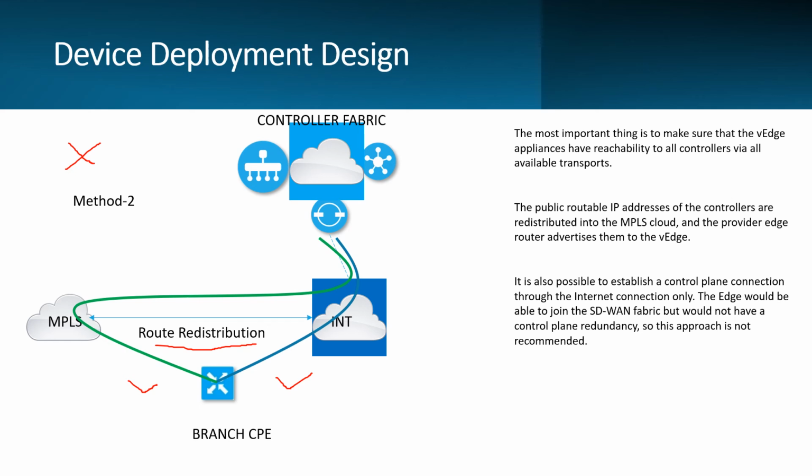However, there's a catch. If this route redistribution is not there, you can still reach your controller. But what will happen if this link goes down? You're not going to have any kind of redundancy in your network. So this is not recommended at all. You need to make some sort of routing arrangement, so that from MPLS also you can reach out to the internet.